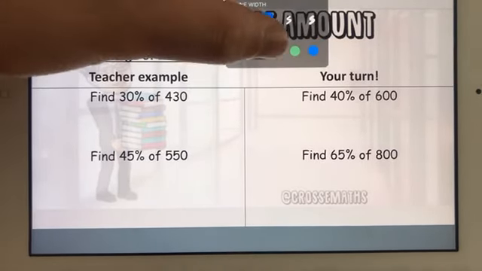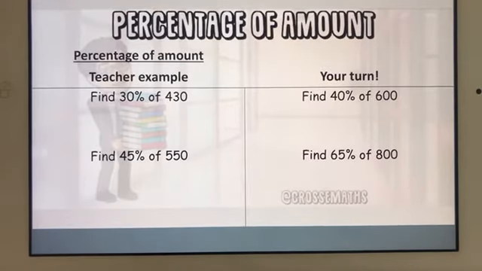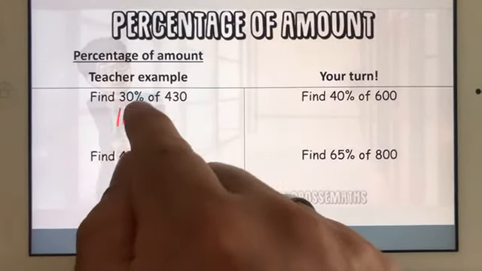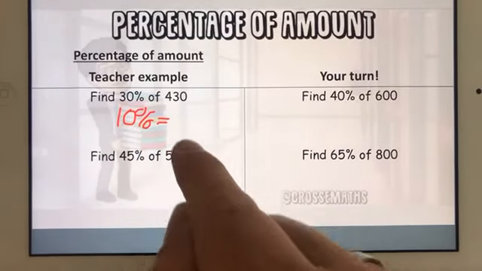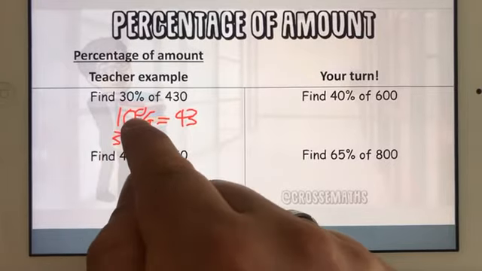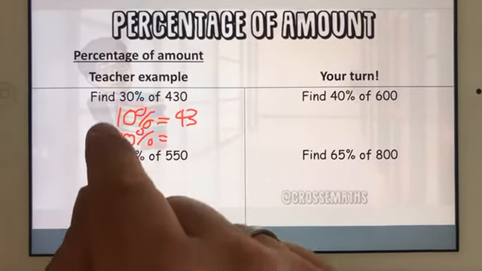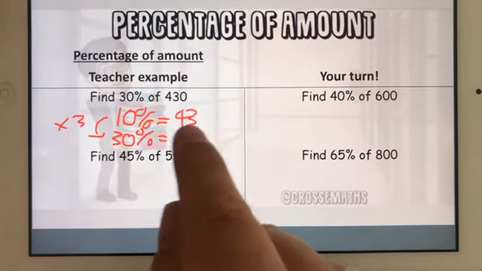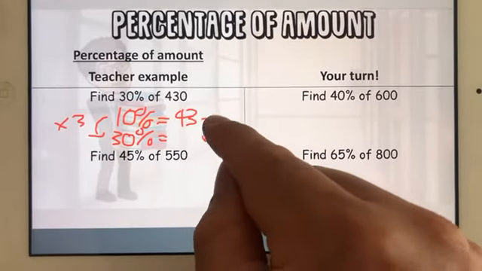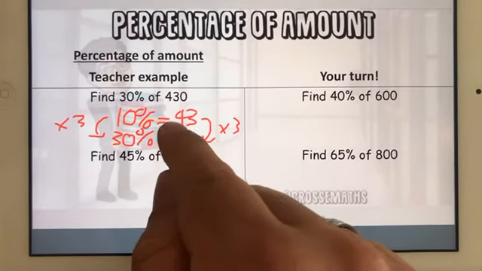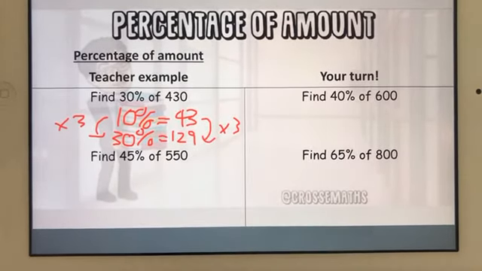Okay, I'm going to do my answers in red, only because I think it makes it easier to see. Okay, I'm going to find 10% first. That's always my first step. 10% of 430 is 43. Then if I want 30%, exactly the same as I just said, I'm going to have to times that by 3. Because I know 10% is 43. For 130, I need 3 times that amount. 43 times 3 gives me 129. Very, very straightforward just to start us off.